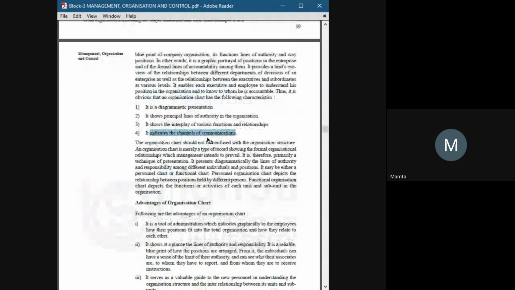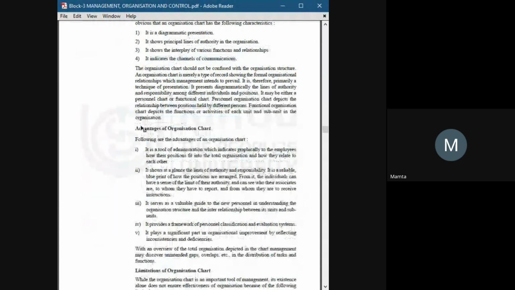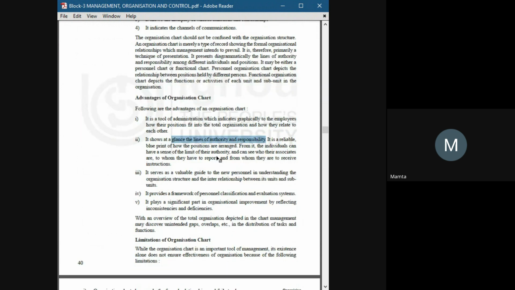Who is the boss? Which employee is working under that boss? And for a particular activity, whom you are accountable to. Advantages of the organization chart. It is a tool of administration which indicates graphically to the employees how their positions fit into the total organization and how they relate to each other. It shows at a glance the line of authority and responsibility, whose authority and responsibility is delegated to perform a particular task.